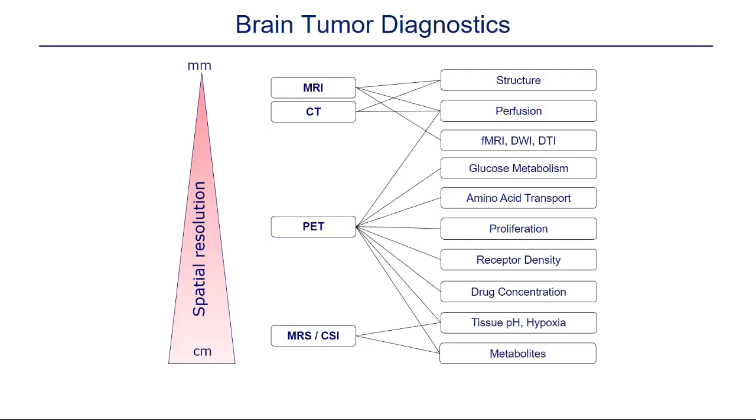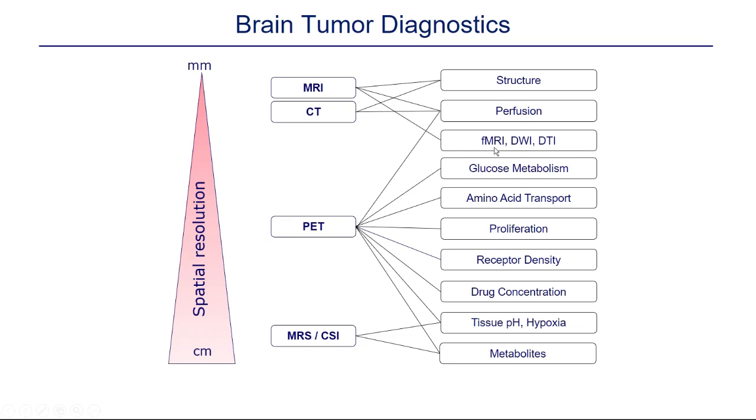The method of first choice for brain tumor diagnostics is MRI using T1 and T2 weighted sequences before and after injection of contrast medium, which provides anatomical images with an excellent spatial resolution of about 1 mm. X-ray computed tomography is considered in cases of emergency or when involvement of bony structures is important. Additional information on tumor perfusion can be obtained by both CT and MRI.